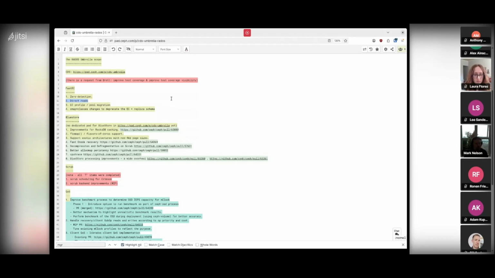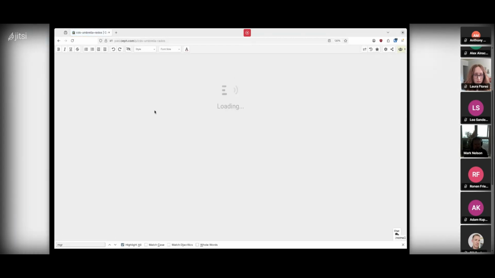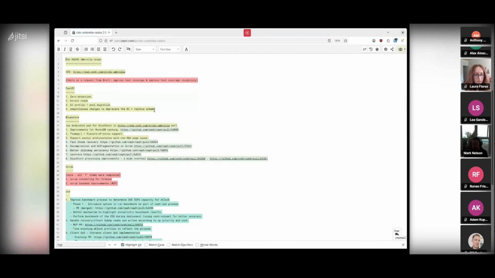Please correct me if I'm wrong, but my understanding is that the zero detection isn't merged for Tentacle yet. Very likely it will land in umbrella, all together with direct reads, which is clearly a performance optimization allowing to bypass the OSD on the read path.